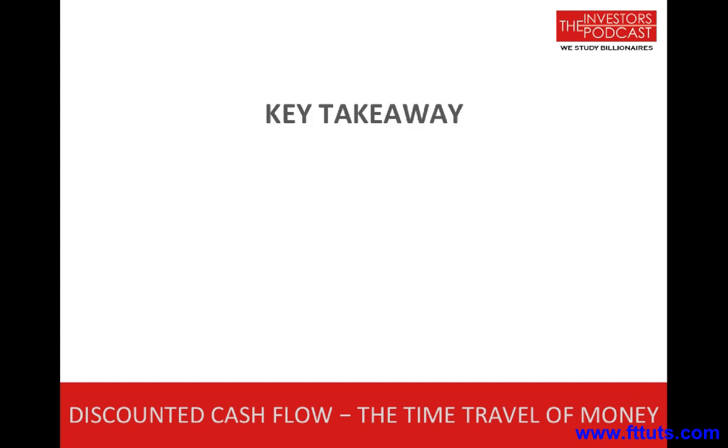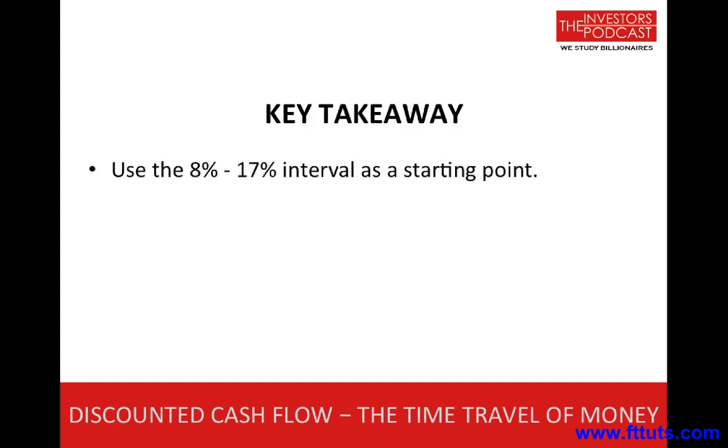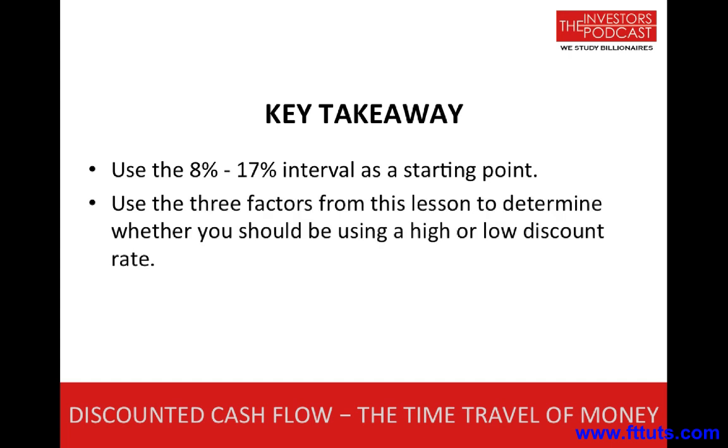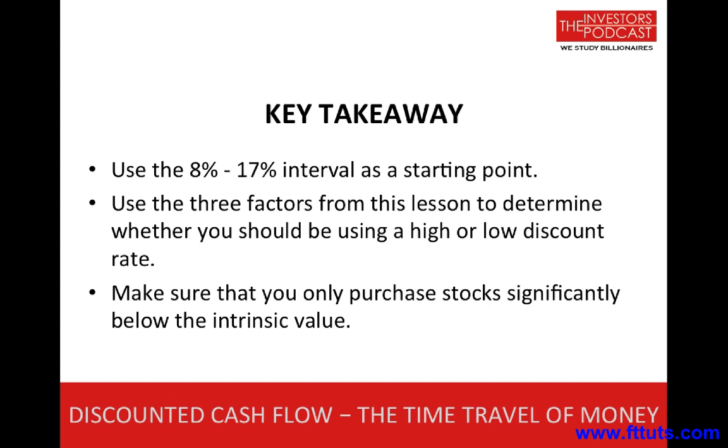What I would suggest is that you use a discount rate in the 8 to 17% interval as a starting point, and then use the 3 factors from this lesson to determine whether you should be using a high or low discount rate. Remember to make sure that you only purchase stocks significantly below the intrinsic value, regardless of whether you should be using a slightly different discount rate.